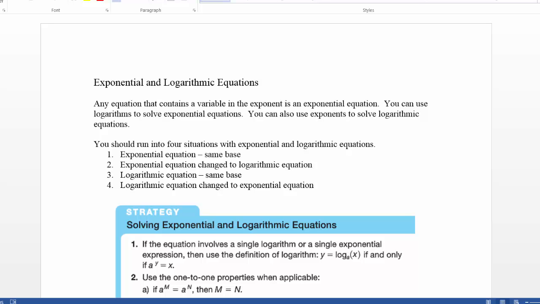Alright folks, here we go. Now we get to the fun stuff. This entire lesson is based on solving exponential and logarithmic equations.